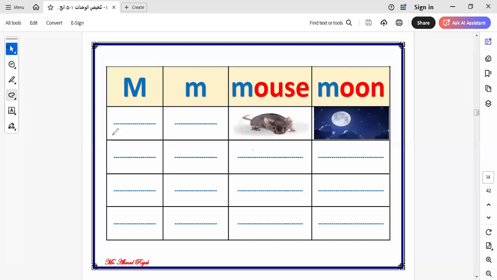Capital M and small m, written like this. It will be mouse and moon. Mouse and moon. Okay. Let's go to another one.